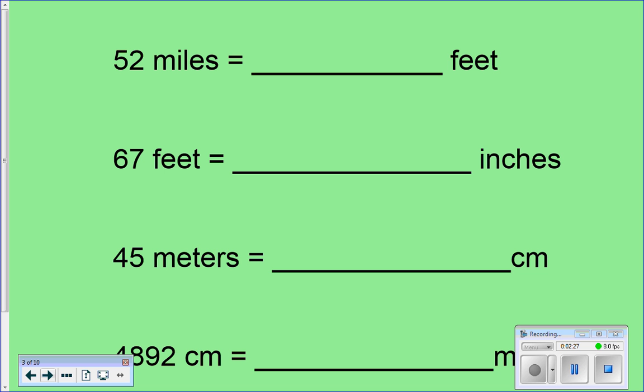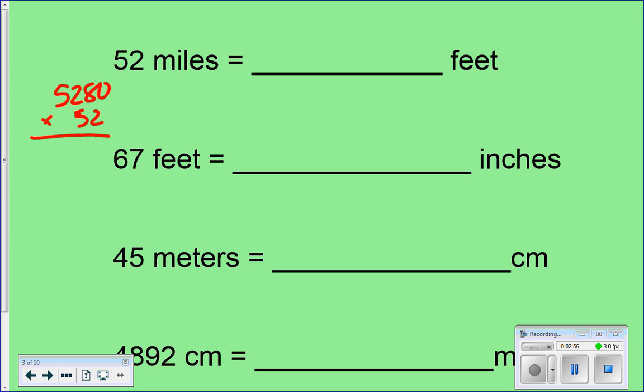what am I going to do, Hunter? Yeah, 5,280, and then times 52. Now, why am I going to multiply? Here's the thing I like to think about. If I'm going from miles to feet, if I have 1 mile, how many feet is in 1 mile? 5,280, right? So if I have 52 of them, I need to multiply to figure out how many feet I have. Now, to save us time, I'm going to do it on my calculator, okay?